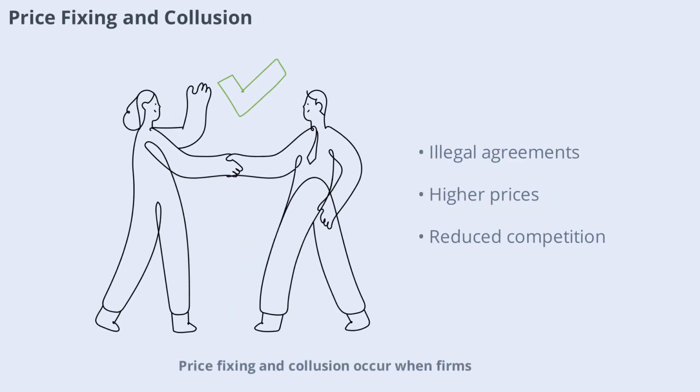Price fixing and collusion occur when firms agree to set prices or limit production, rather than competing. These practices are illegal in most countries because they harm consumers by keeping prices artificially high. Antitrust authorities actively investigate and prosecute cases of collusion to maintain fair competition. Detecting and preventing collusion is a major focus of antitrust enforcement.